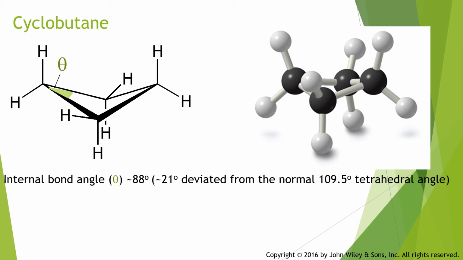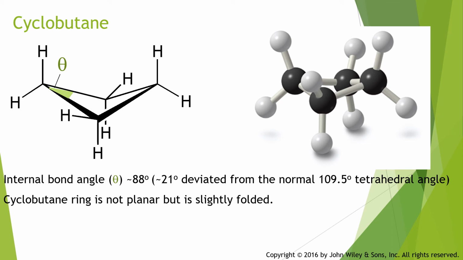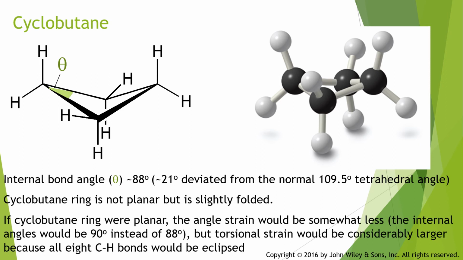The bond angle there is about 88 degrees, which is still quite a bit off of the preferred 109.5. And cyclobutane is also not planar, it's slightly folded. If the cyclobutane ring were planar, the angle strain would be less because the internal angles would be 90 degrees instead of 88. But all of those hydrogen atoms would be eclipsing each other just like they were in cyclopropane. So this molecule actually has those carbon atoms popped out, and the bond angle is a little smaller because it allows the molecule to relieve a lot of that torsional strain from the overlap.